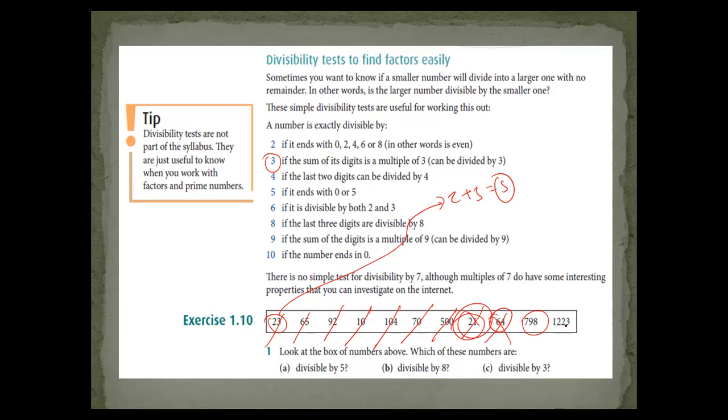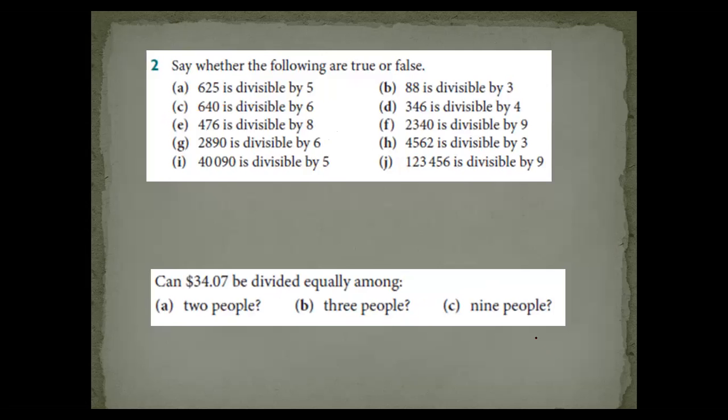And here, 3 plus 5 is 8. 8 is not a multiple of 3. That's why it's also not divisible by 3 without remainder. Okay. And say whether the following are true or false. Divisible by 5. What was the rule of 5? The last digit must be 0 or 5. The last digit is 5, and that's why it's divisible by 5.